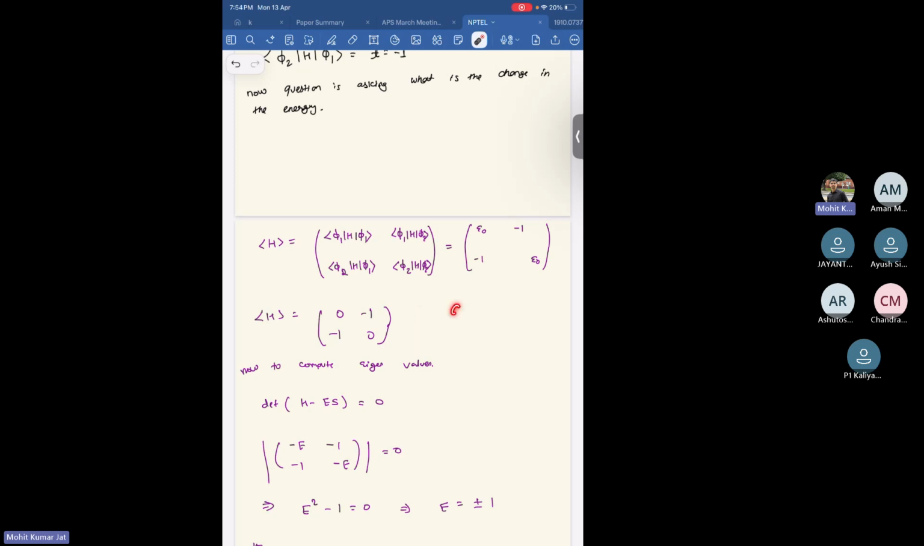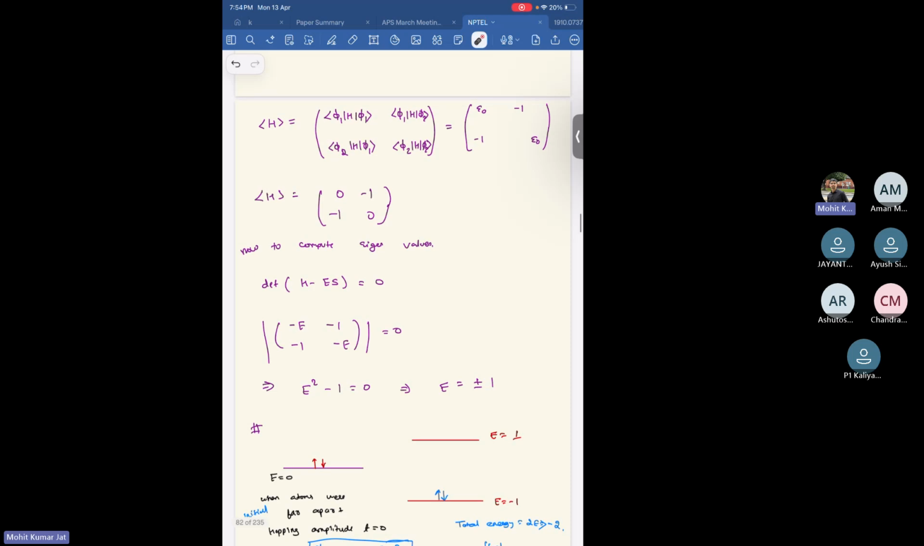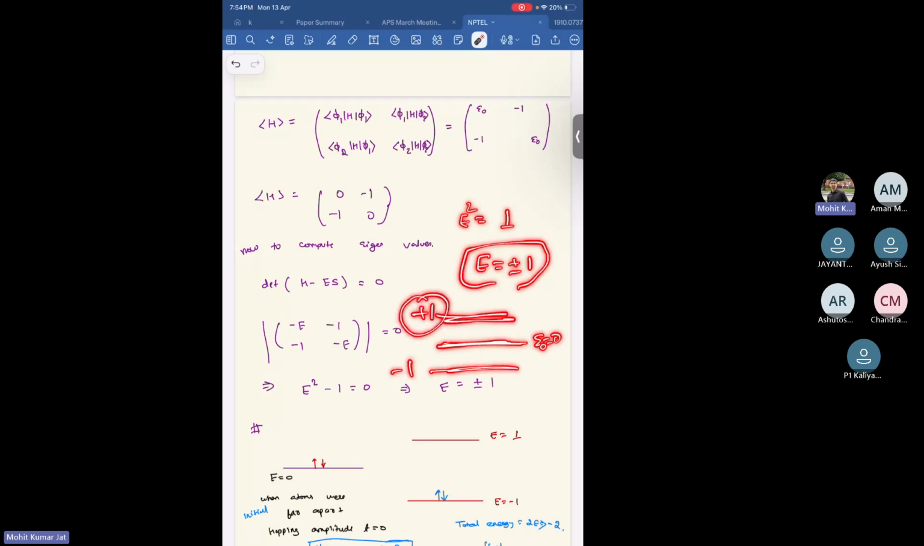Eigenvalues of any matrix you can determine, like of the H matrix you can determine H minus ES equals 0, right? And if you do so, you can extract your E, which will be your eigenvalue, equal to plus minus 1. So if your energy E0 you take equal to 0, then a state will be split into +1 energy and the -1 energy. These two states will exist now.